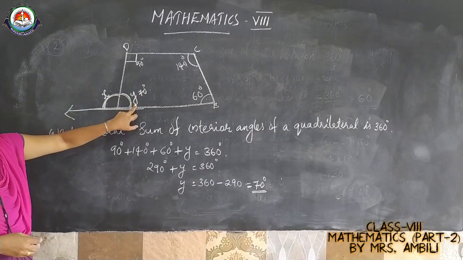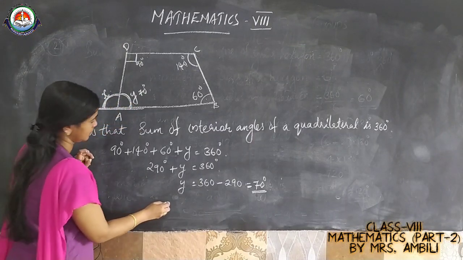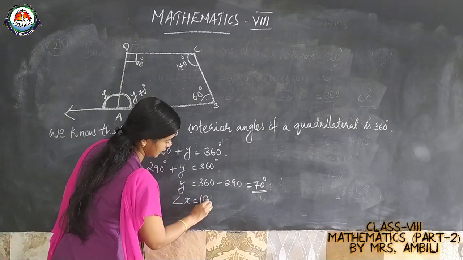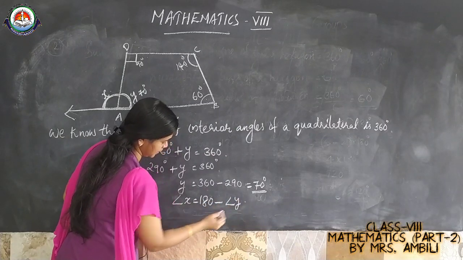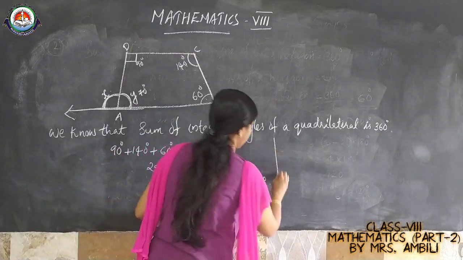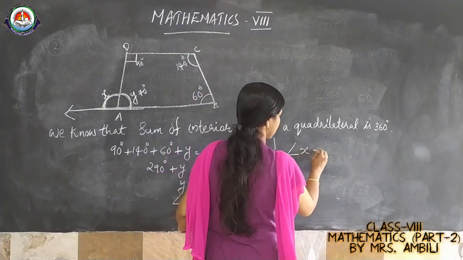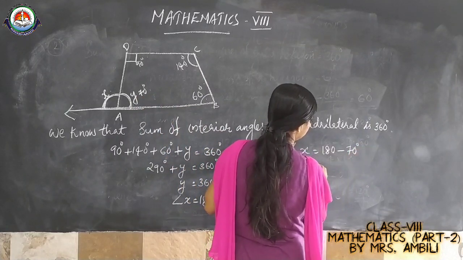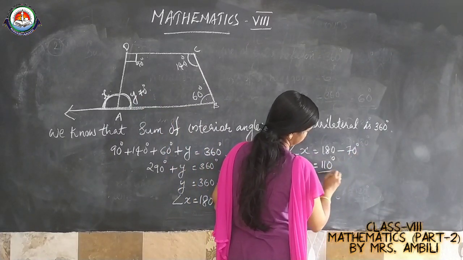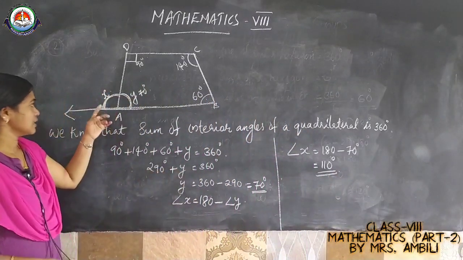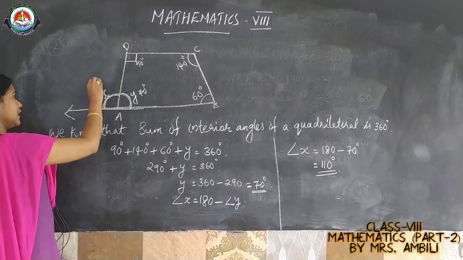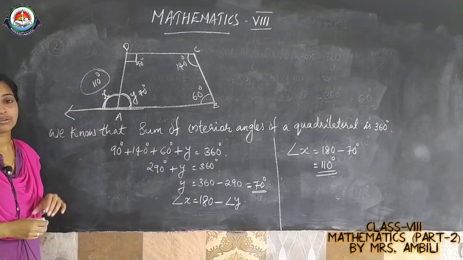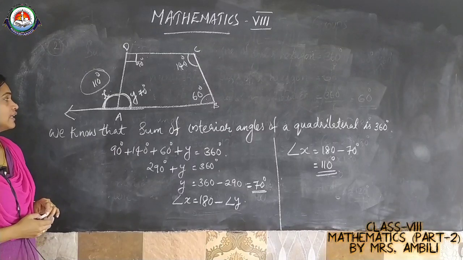180 minus angle y. Okay, so we can write angle x equal to 180 minus angle y, that is equal to 180 minus what is angle y? 70 degree, equal to 110 degree. So, what is the measure of angle x? 110 degree we got. Okay, measure of angle x equal to 110 degree. That is our question. What is the value of angle x?